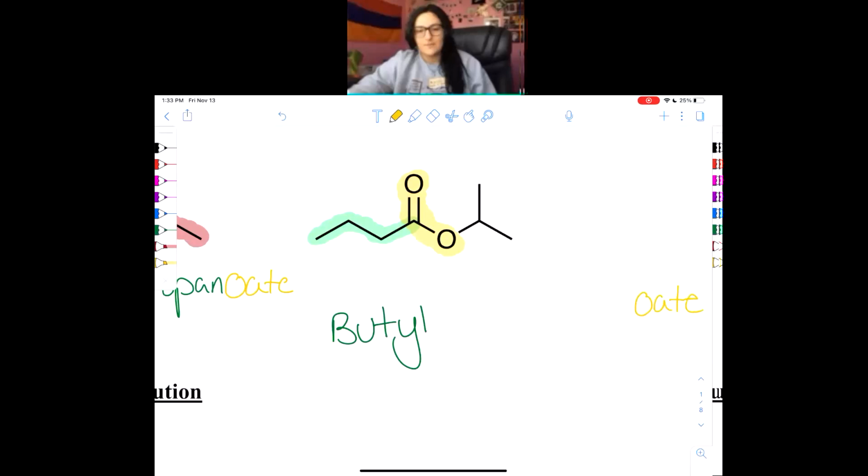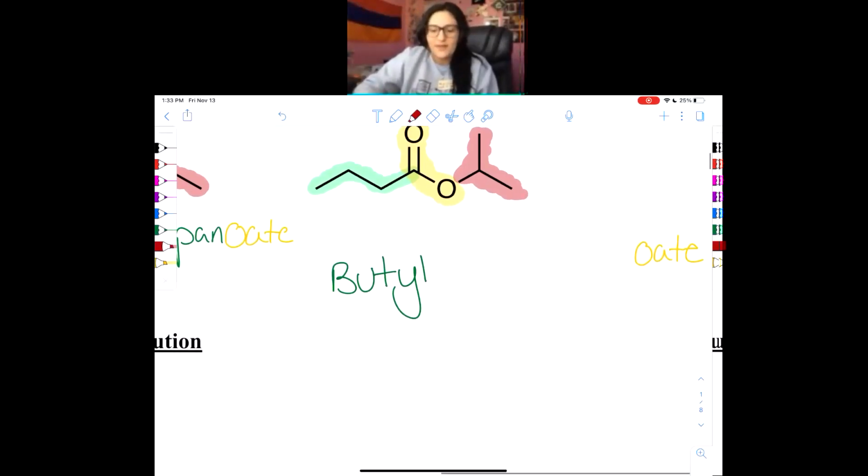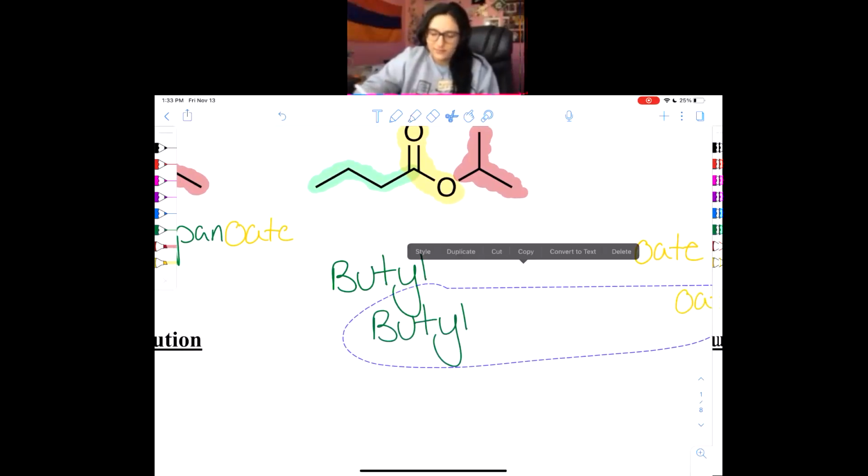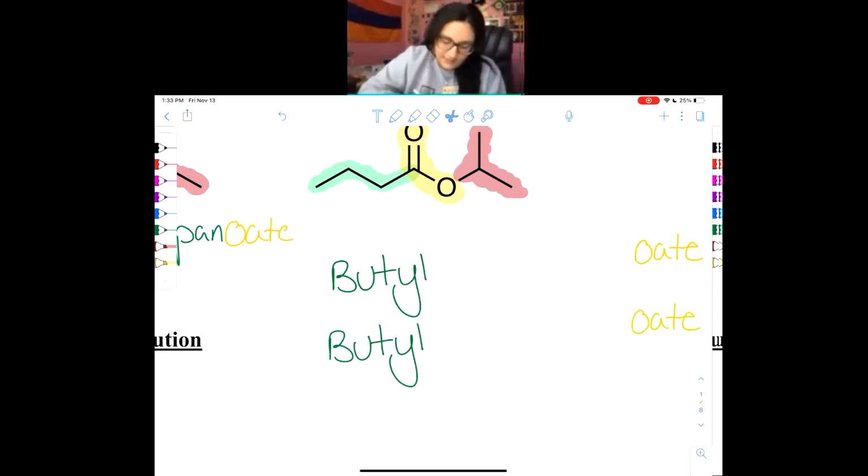Alrighty, so now the complicated part is this one right here. What would we call that? There's actually 2 correct answers here. Awesome, 2 people said isopropyl. That is one of the correct answers. So let me write that down.